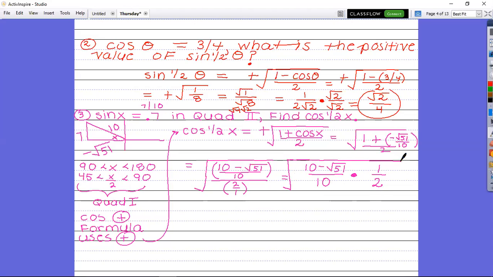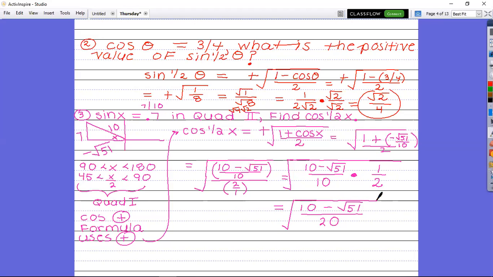Okay. Now on the bottom, all I'm going to do is 10 times 2, which is 20, and this is my answer. So my answer is 10 minus the square root of 51 over 20 with a square root around it. Done. That is what we consider simplest radical form.